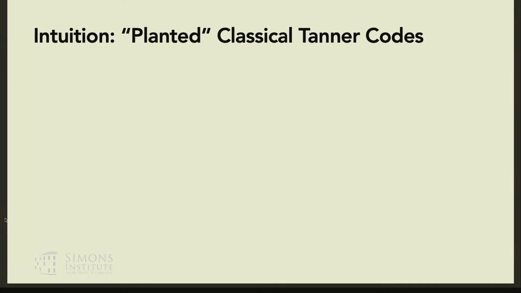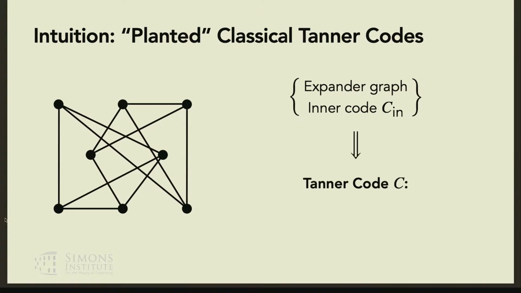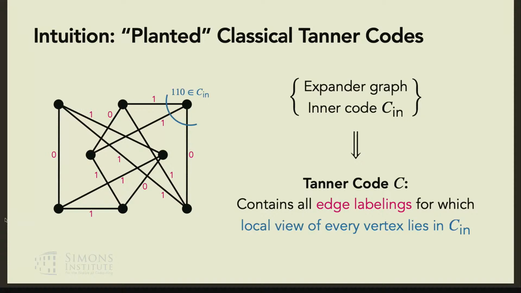The intuition comes from what I'll call planted classical Tanner codes. I'll give the classical intuition because I think it's simpler and has the key ideas for the quantum case. Classically, a Tanner code is described by two pieces of data: an expander graph, just a graph that's sparse but well connected, and a constant-sized inner code C_n. Given these, we can construct a classical Tanner code C, which has code words corresponding to labelings of the edges of the graph with bits. An edge labeling is a code word if the local view of every vertex lies in the inner code.